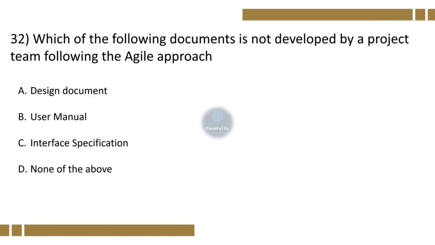Question 32. Which of the following documents is not developed by a project team following the agile approach? Option A, design document. Option B, user manual. Option C, interface specification. Option D, none of the above. And the correct option is D.